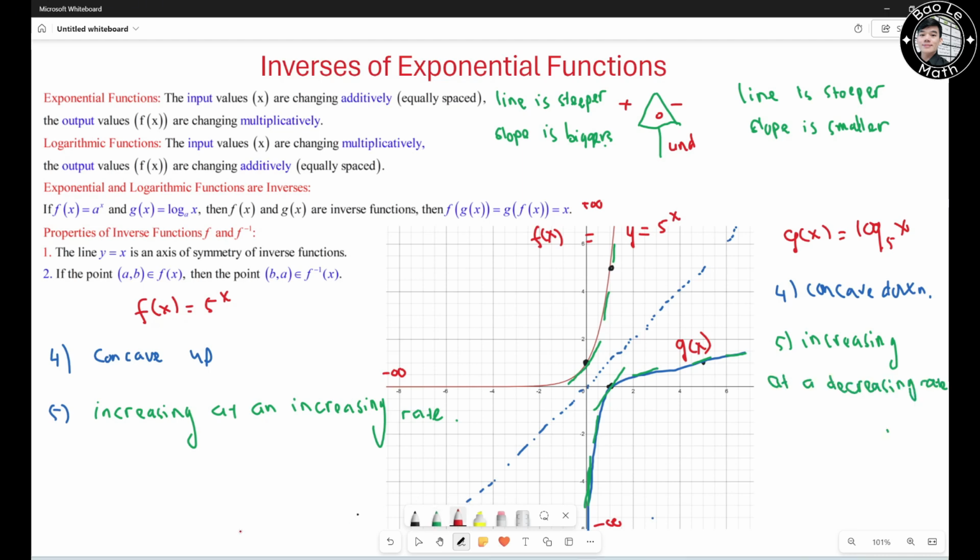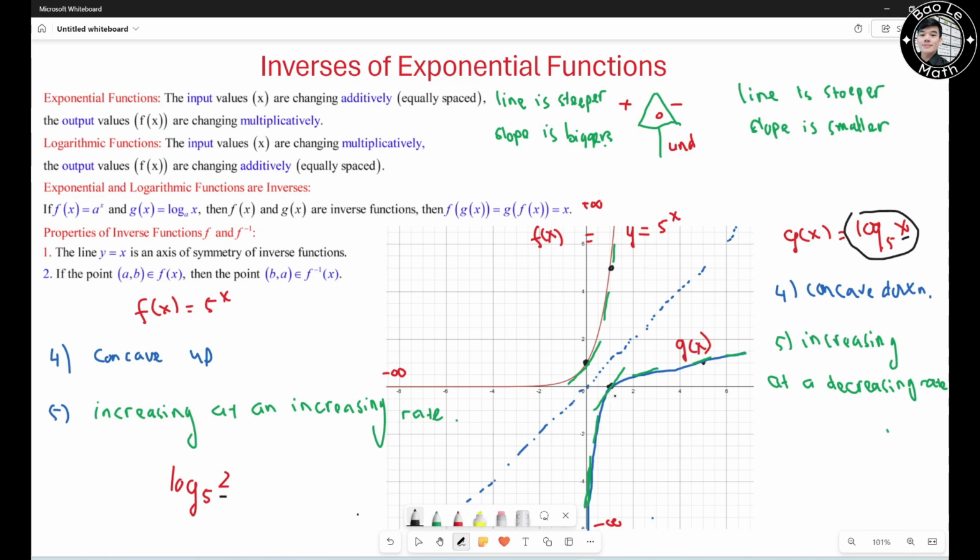Now let's move on to the next question. I still use this graph, and the question asks you to approximate the value of log base 5 of 2 using this graph. Alright, so the formula is going to be log base 5 of s, and we need to approximate the value of log base 5 of 2, which means s equals 2.